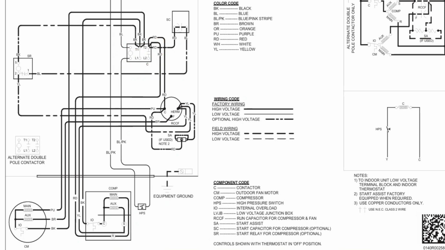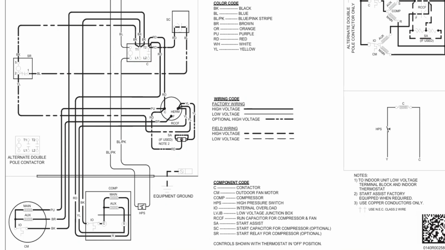Now on this schematic, I should be able to start off on L1, trace through the entire circuit, and eventually find my way back to L2. And both of these power legs are coming from the electrical panel in the home. So this is our power source coming into the unit.